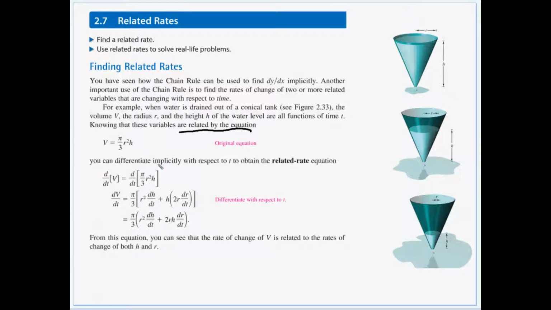We can derive both sides implicitly with respect to time and get a related rate equation: 1/3 pi r squared dh dt plus 2rh dr dt. From this equation, we can see the rate of change of the volume V is related to the rates of both h and r. Remember, this dh dt is the change in the height as time goes by. dr dt is the change in the radius as time goes by. And that all leads us to the change in the volume as time goes by.